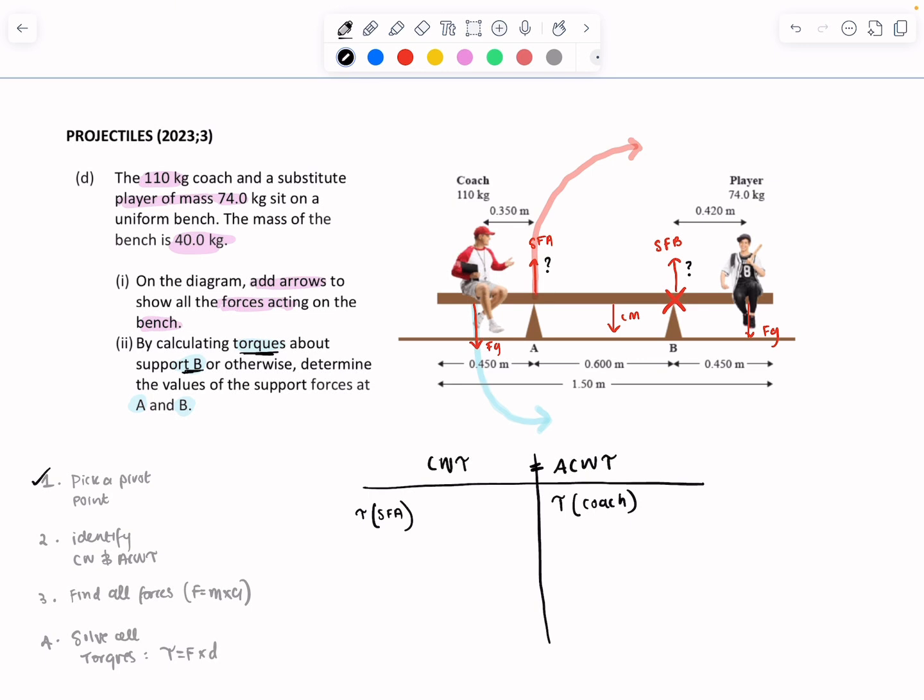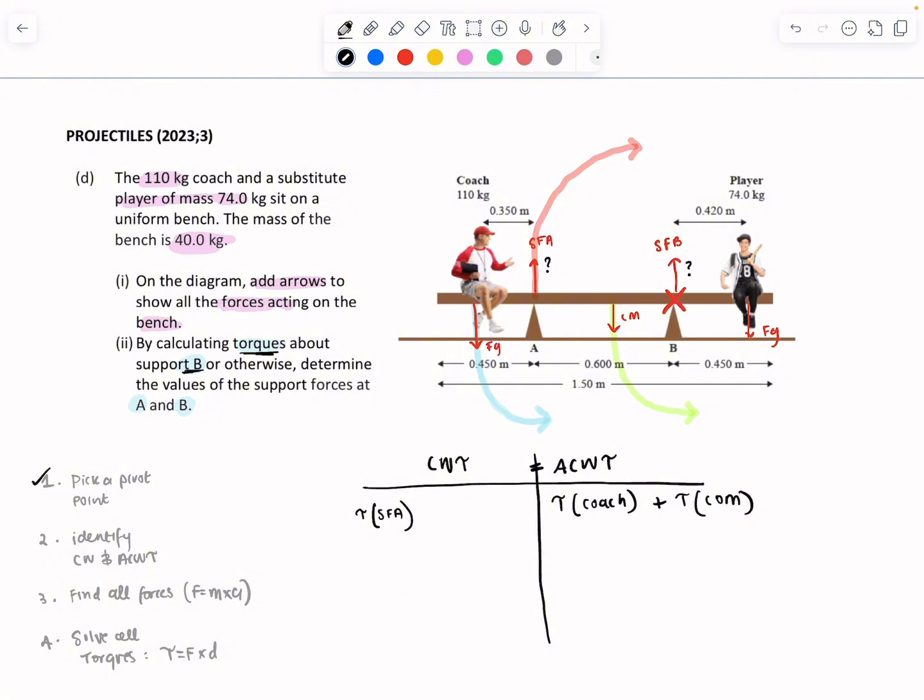Okay, what else do we have? We've got the center of mass. So the center of mass is another force that we have to take into account. And around pivot point B, it is going to cause the plank to turn in this direction. Pretend there's no floor at the bottom, and it would cause this whole plank to go in an anti-clockwise direction. So we'll add that to our anti-clockwise side of our table. So the torque of our center of mass is going to be anti-clockwise.